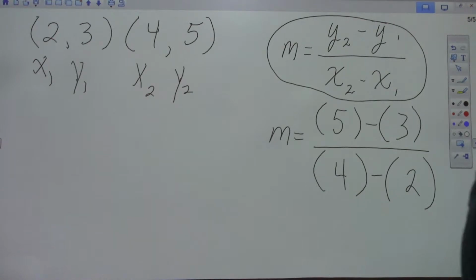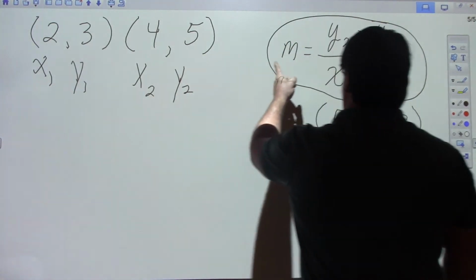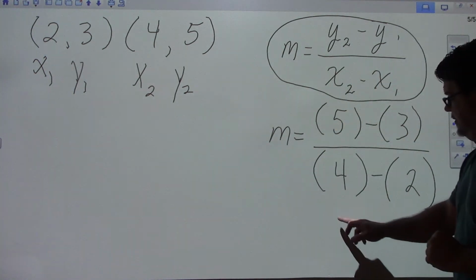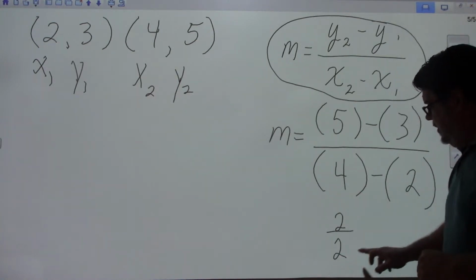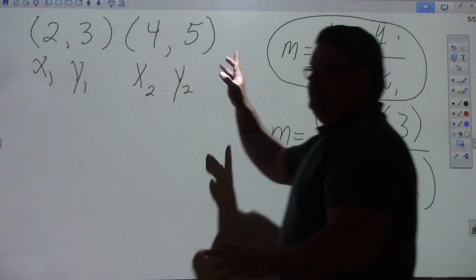All you got to do is read from left to right, plug and chug, use parentheses. And what's 5 minus 3? 2. And what's 4 over 2? 4 minus 2. 2. And what's 2 over 2? 1. So the slope of this line, and let's draw this.